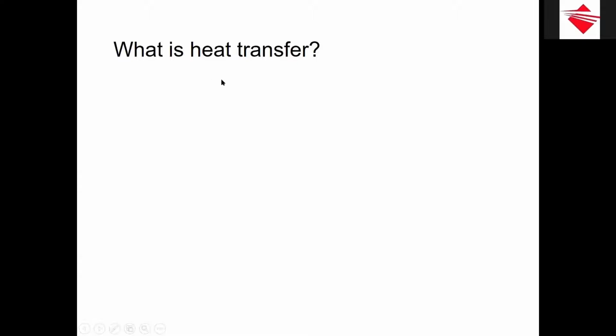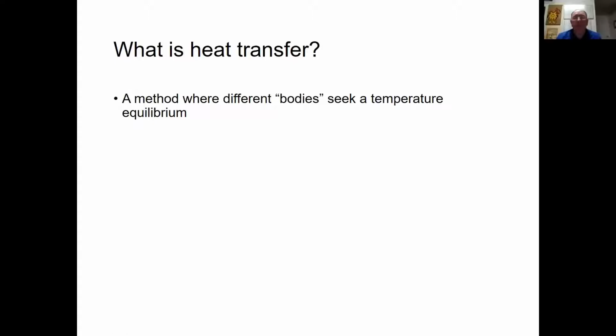Okay, so what is heat transfer? Well, the technical definition is a method where two or more different bodies, I should say, seek a temperature equilibrium. And the best way to describe that is to picture a glass of water with ice cubes in it. You're having a drink of water. The bodies are the glass, the water, and the ice. Three different bodies at three different temperatures. The glass is at room temperature, the water is at the temperature that it came out of the faucet, and the ice is typically at 32 degrees.